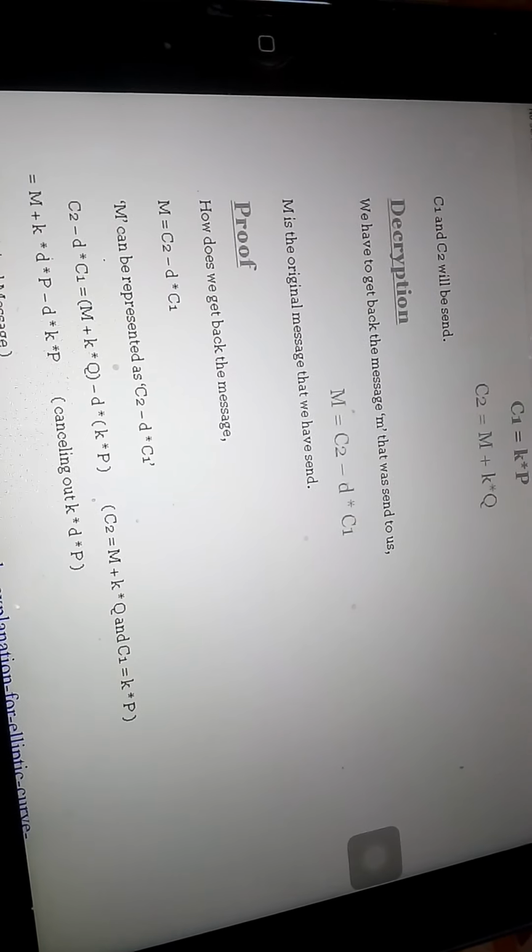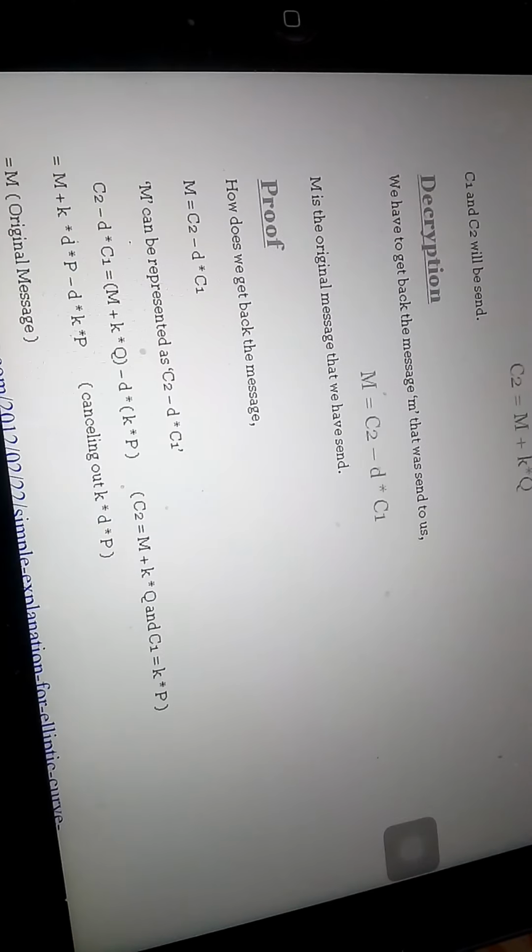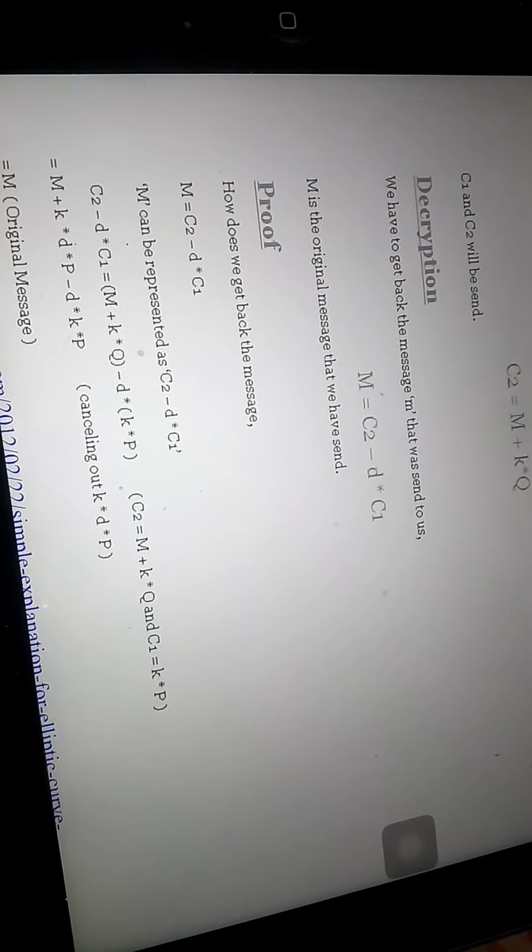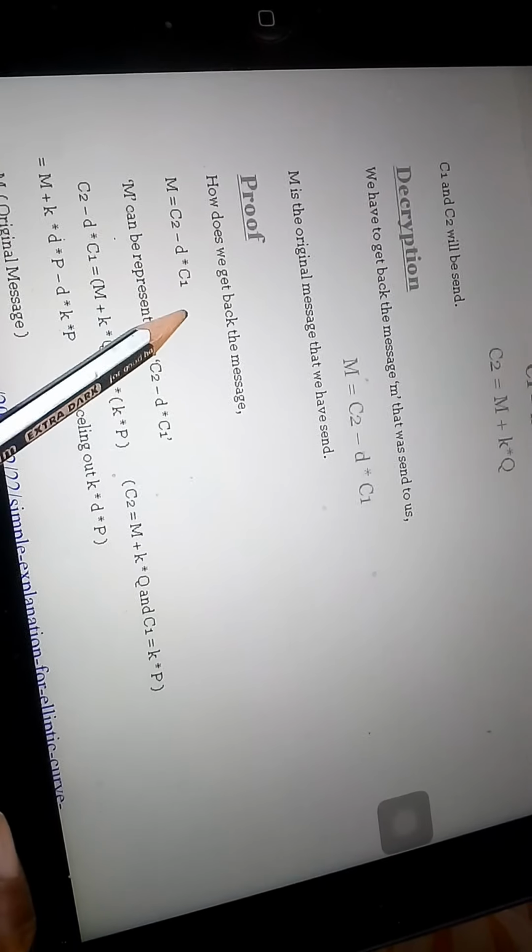Students, in continuation with the elliptic curve cryptosystem, for the decryption process, as I said, we are going to decrypt the message using the formula m equals c2 minus d into c1. The proof for this particular formula is given as such. So m is represented as c2 minus d into c1.